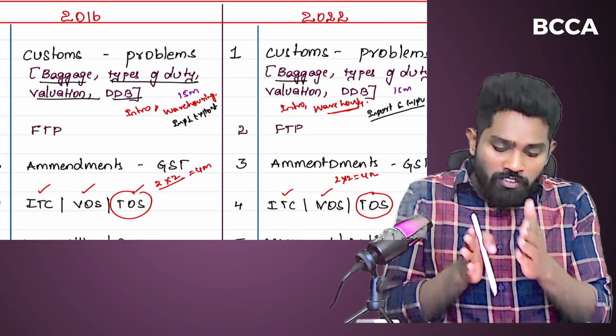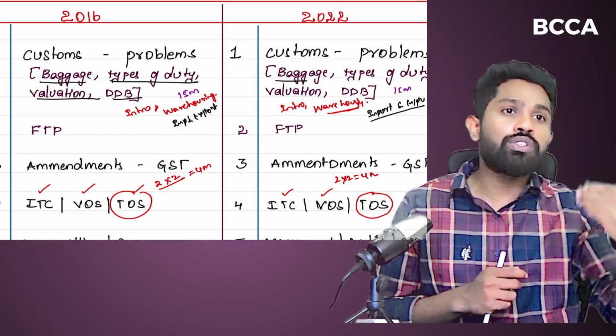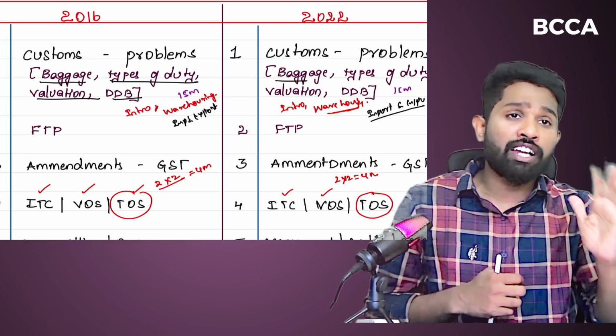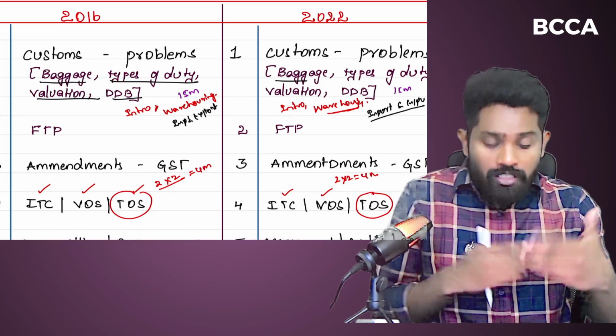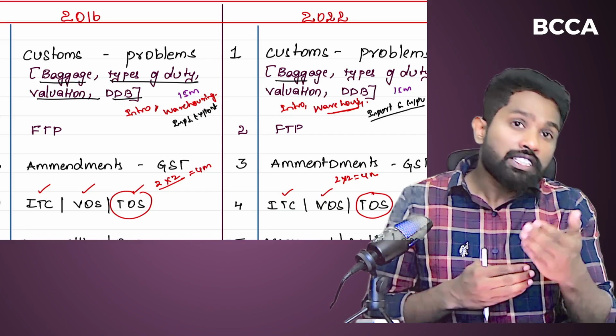With the valuation format, go through it once, and duty drawback, those conditions, go through them once, and straight away, even baggage also, those conditions, go through them once, and straight away attack the problems and complete these problems as fast as possible. Then jump to the theory.